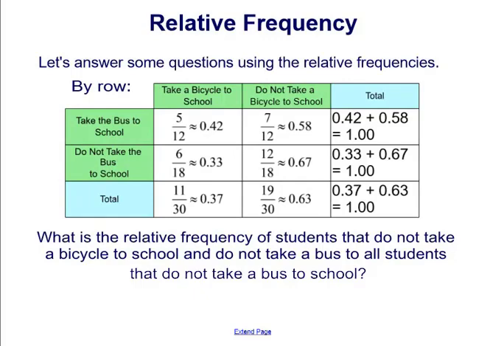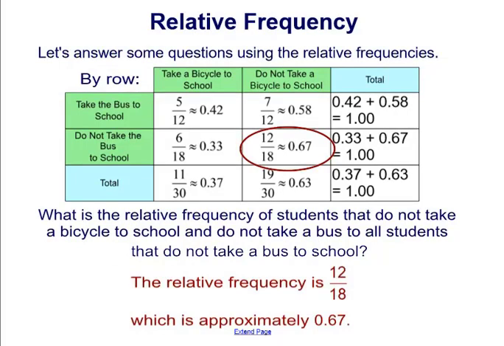Then we can ask, again, still looking at by row, what is the relative frequency of students that do not take a bicycle to school and do not take a bus to all the students who do not take a bus to school? So now first we look for this cell of students who do not take a bicycle to school and who do not take a bus to school. That would be this cell here. So we've already calculated the relative frequency by row, which is comparing that number to all the students who do not take a bus to school. So it would be 12 over 18, which is approximately 0.67. So using the relative frequency, we can answer more questions about the two-way table.